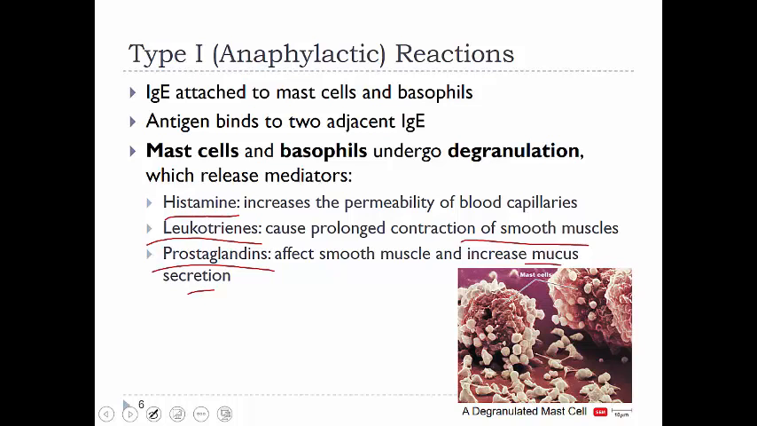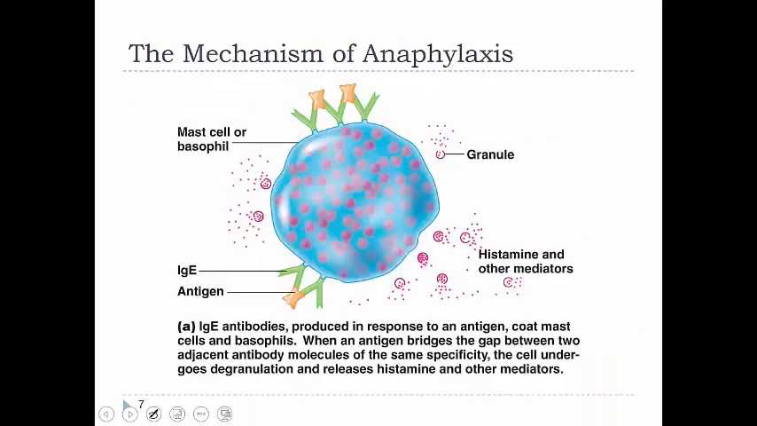Now again, this is going to occur minutes after a person that is sensitized to an antigen comes in contact with that antigen again. A picture showing the antigen binding to the antibody, causing the mast cell or the basophil to degranulate, to release all the other mediators that are going to cause the immune system responses that we see.